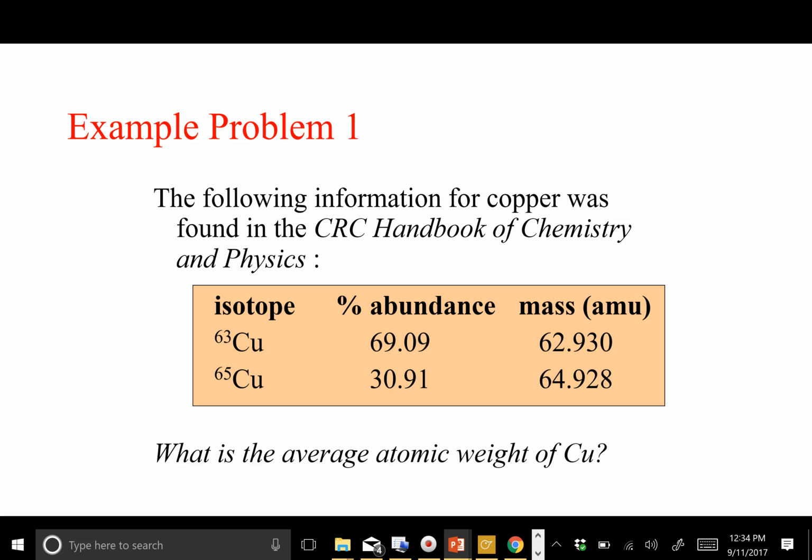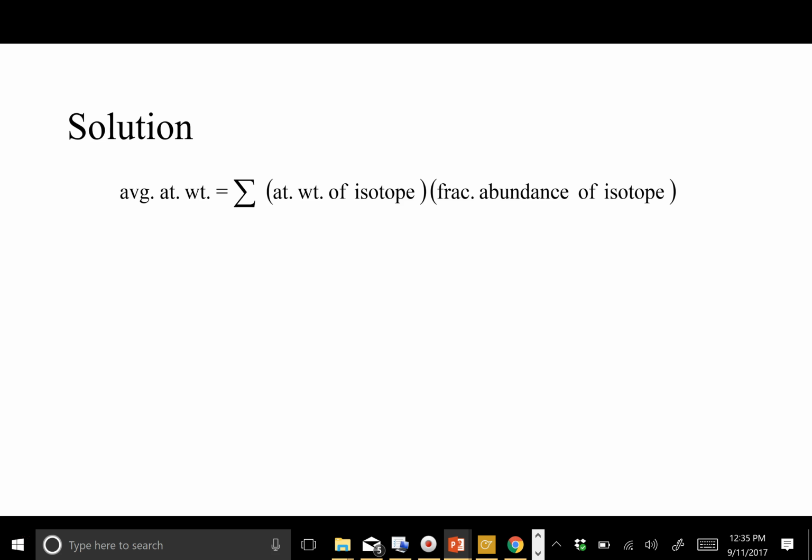Now, in order to apply what I just said, not only do we need to know how abundant they are, but this last column has been added. We need to know how much each one weighs. Notice units are AMUs. All right. So we'll only have two terms, which is kind of nice.